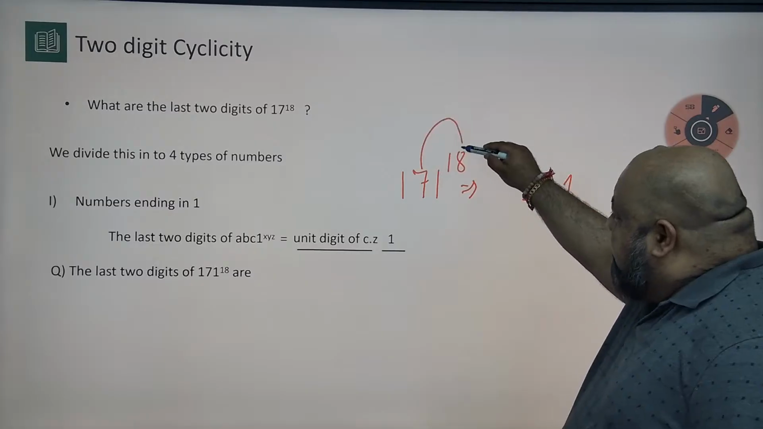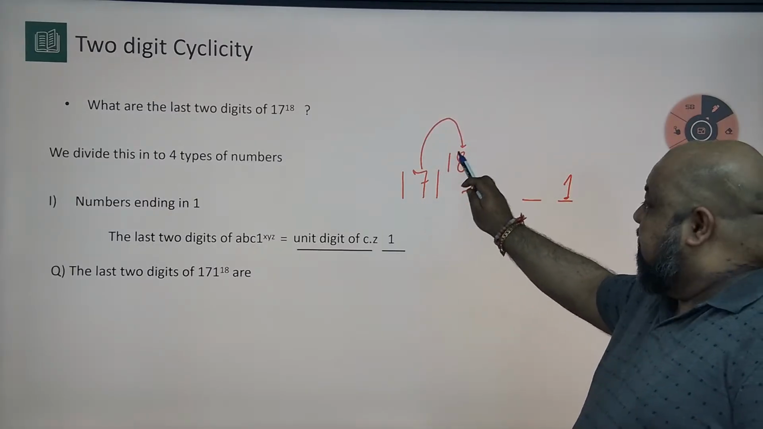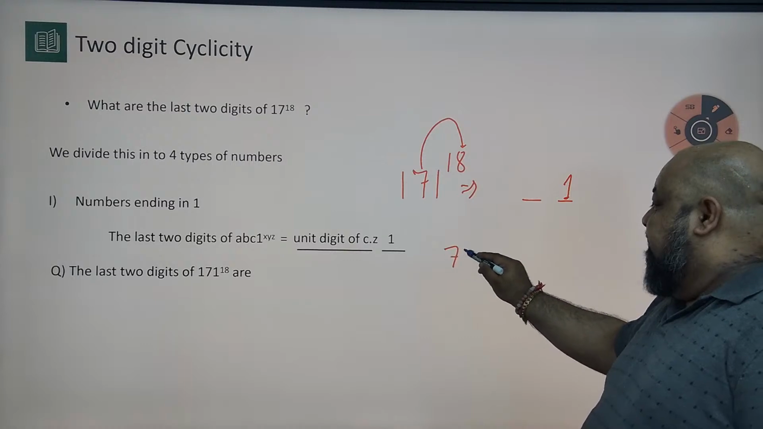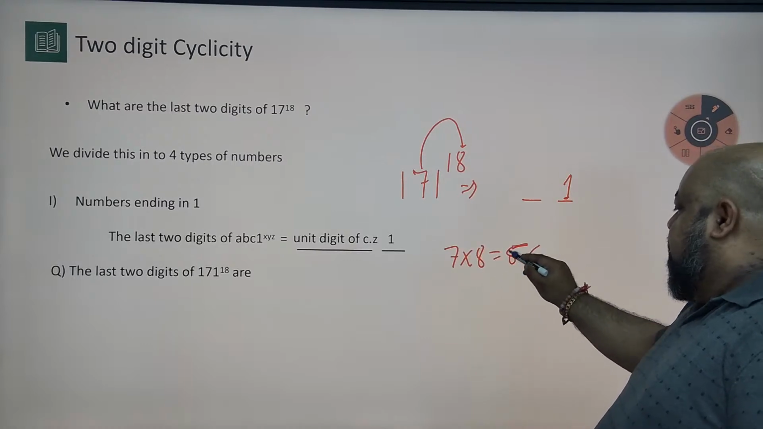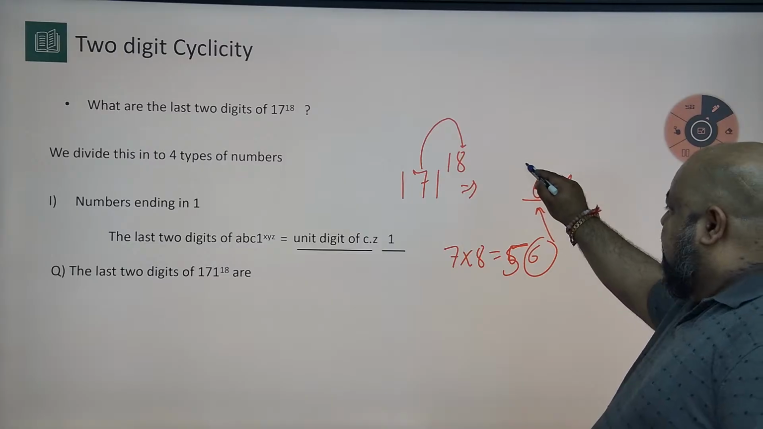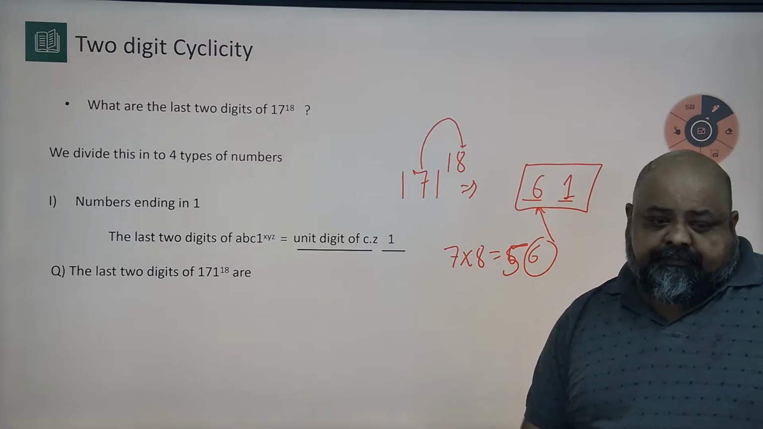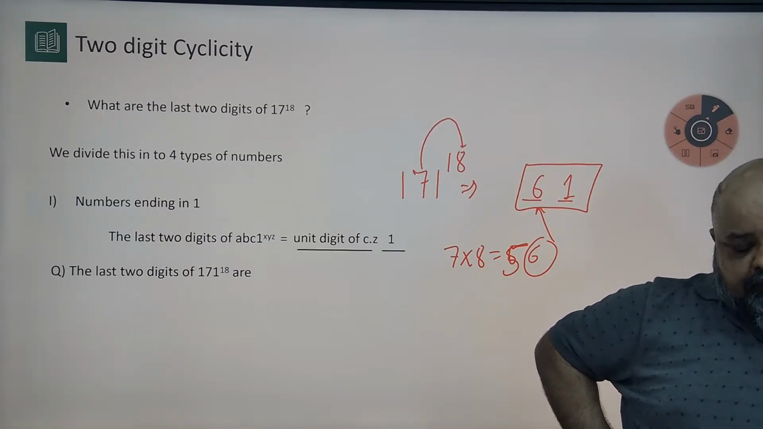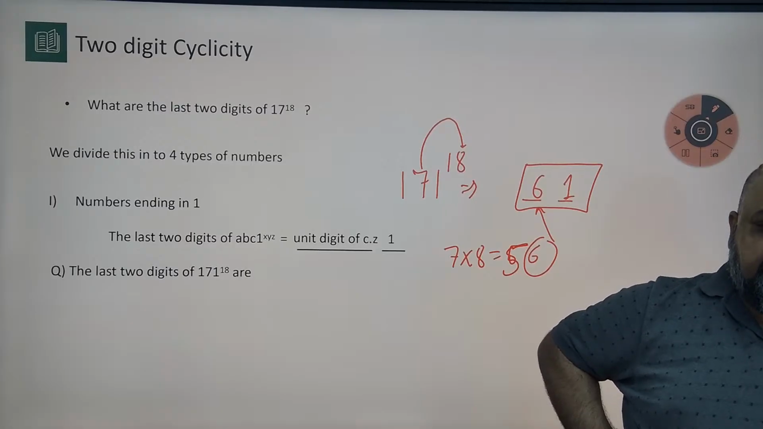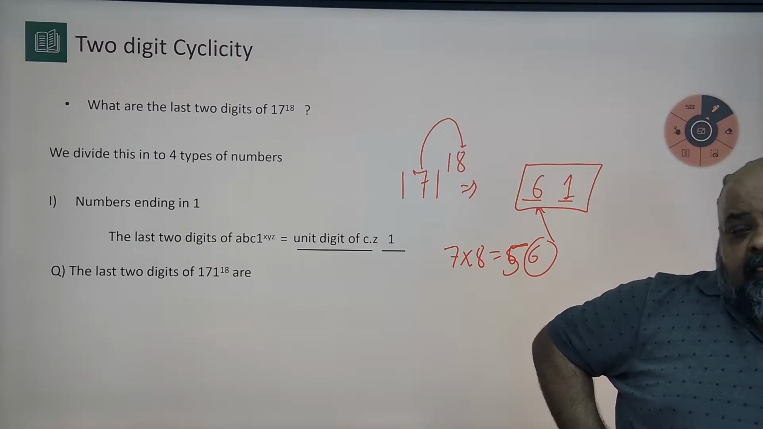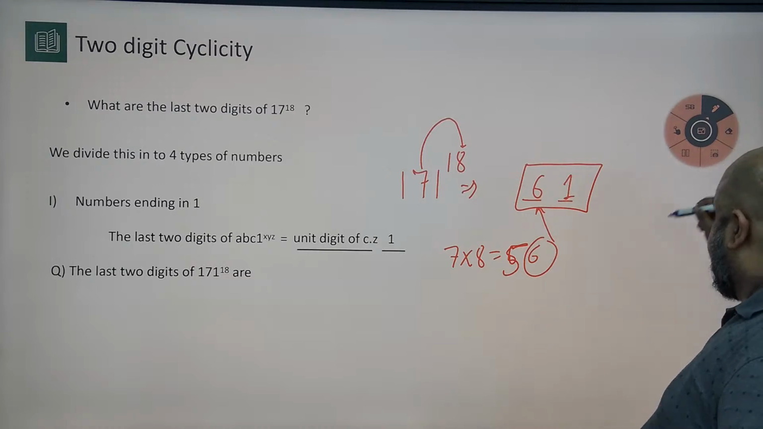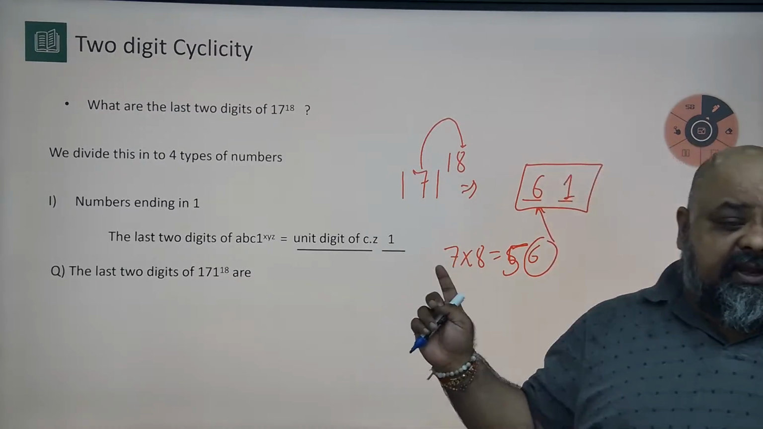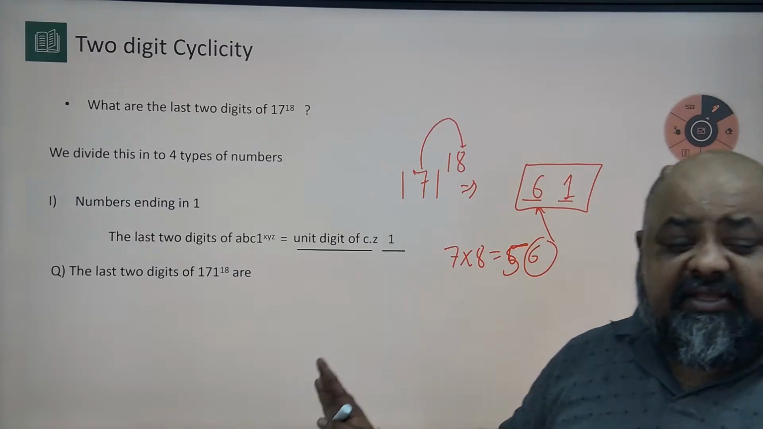Then I multiply 7 and 8. The tens place digit of the base, the unit digit of the power. 7 into 8 is 56. I take this 6, write it here. This becomes my answer. The last 2 digits of 171 raised to power 18, a number ending in 1, is 61. Again, for any number ending in 1, this can be done without any exception.